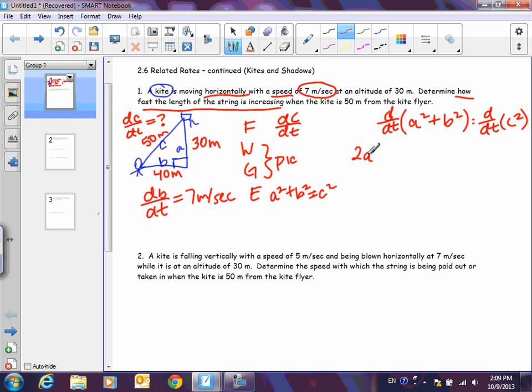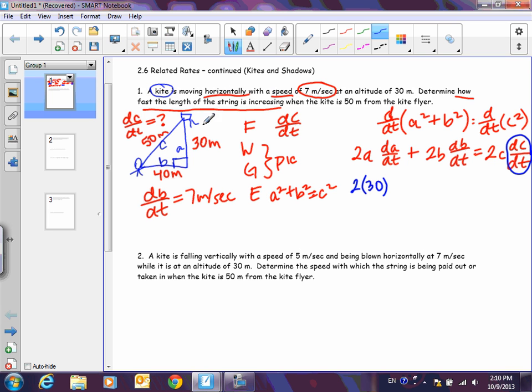2a. A is not the same as t, so I have to write dA over dt. Plus, what's next? 2b dB over dt, and then you've got the hang of it now. 2c dC over dt. Which one of these am I trying to find again? dC over dt. So I'm going to circle it, and I'm going to go through and see what else. I should know everything else. The 2 I've got. What's A? A is 30. Just look at your picture.